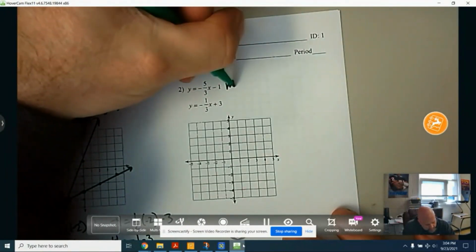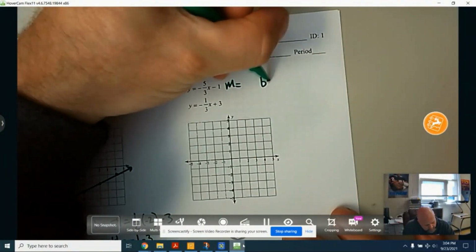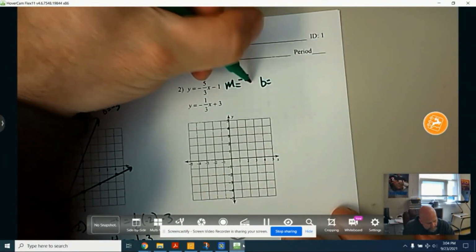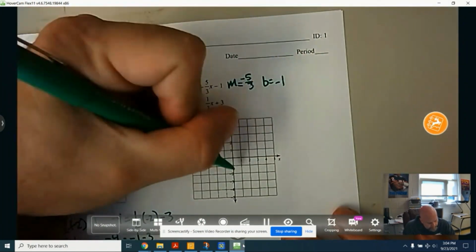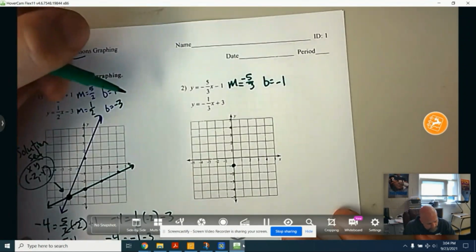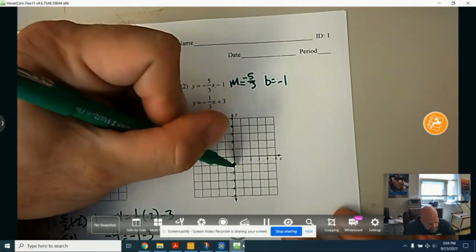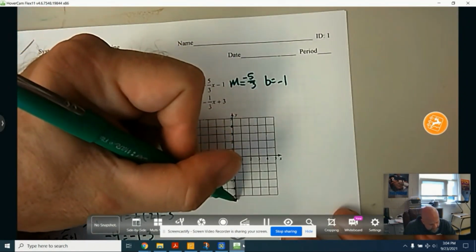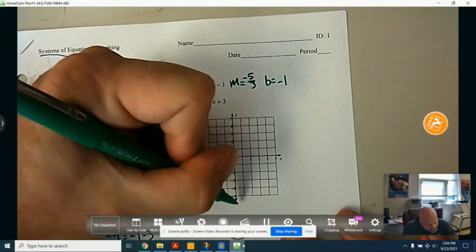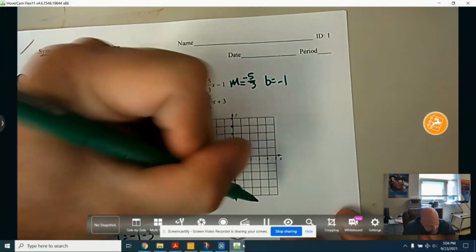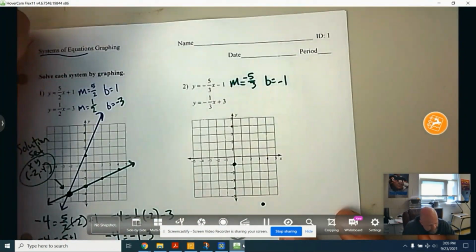Okay, number 2. Start off with m equals, b equals. My m is -5/3, my b is -1. I'm going to plot the first one. b is -1, and if I drop 5, then I have to run 3 to the right because it's a negative slope. So I'm off the grid. I'll guesstimate where it might be.